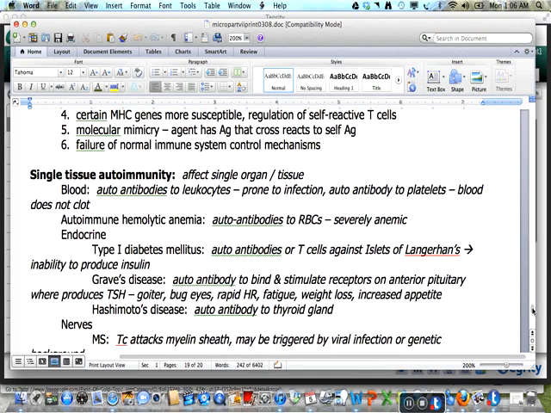In MS, the T cells, the cytotoxic T cells, attack the myelin sheath. It is thought that this may be triggered by viral infection or certain genetic backgrounds.